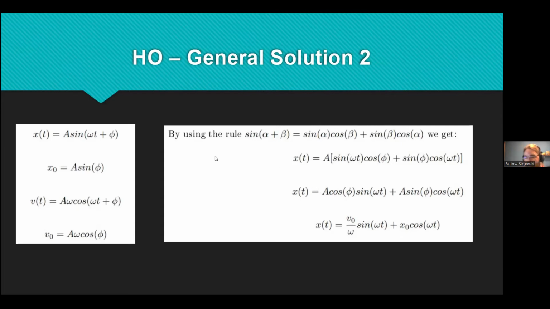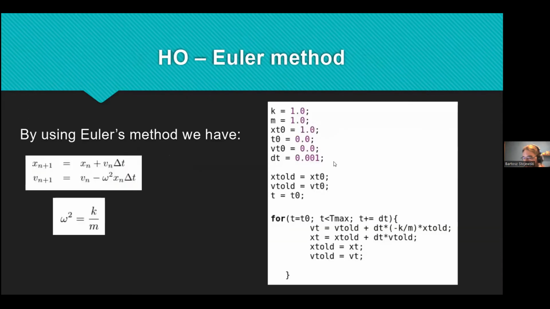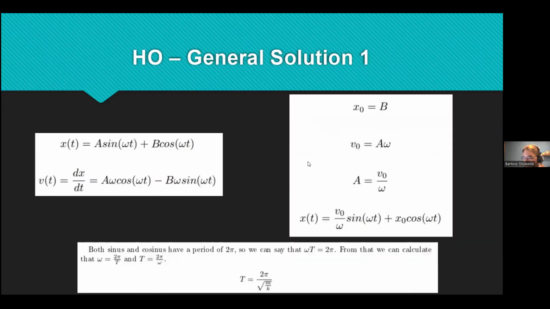We can show that the first general solution and the second general solution are the same if we use the trigonometry rule shown on the right-hand side. Sine of alpha plus beta equals sine alpha cosine beta plus sine beta cosine alpha. And we can see that the second general solution is equal to the first general solution.